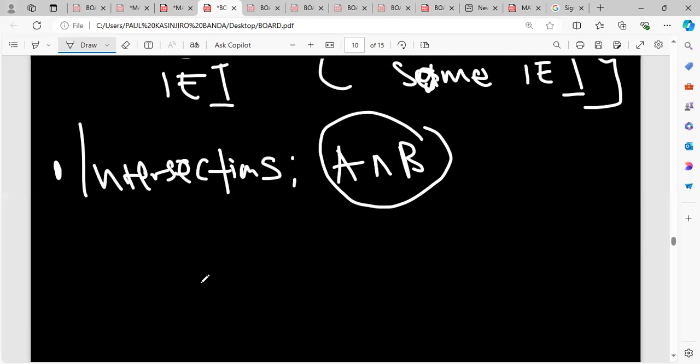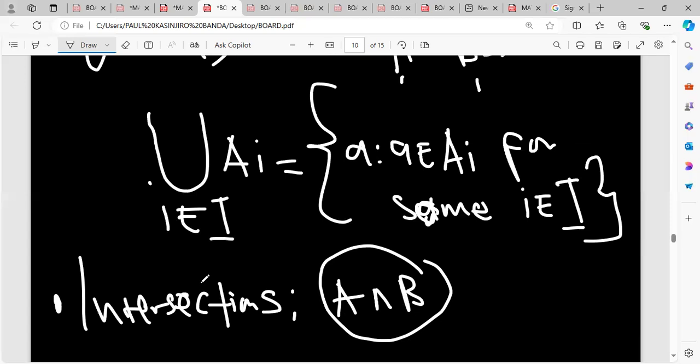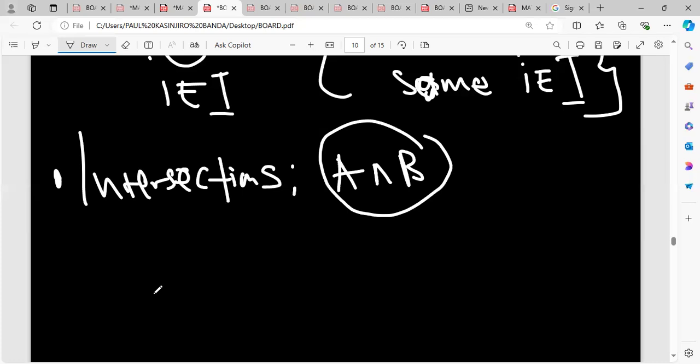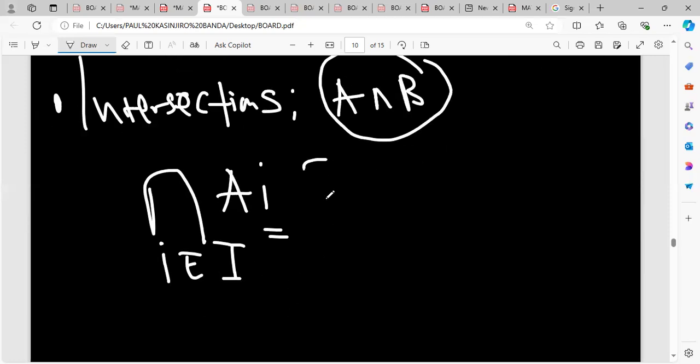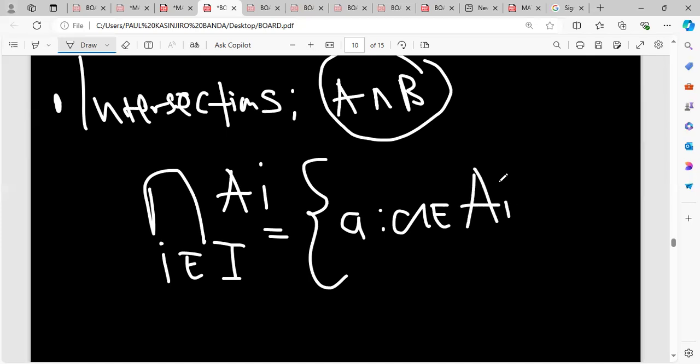So if we want to define the intersection of a family of indexed sets, you say it's the intersection of all these A_i such that this small i is a member of the capital I, the indexing set, which will be equal to a set where you have a as your member such that this a is a member of the A_i. And now here, that's where you have the difference.